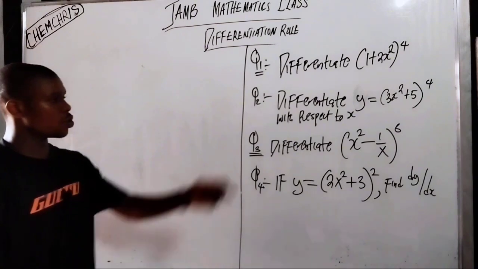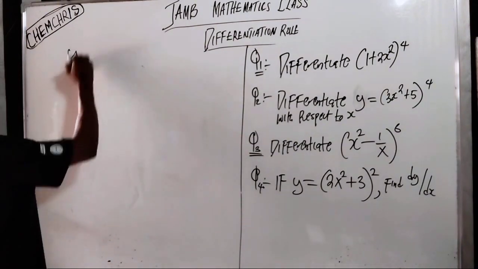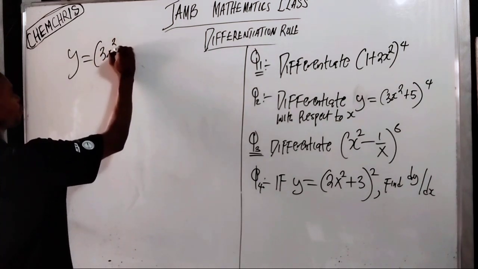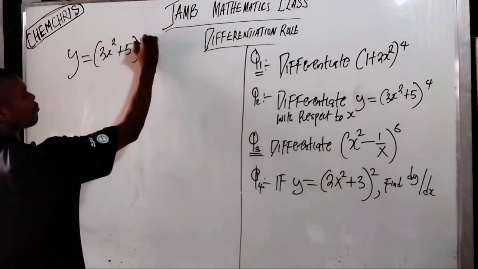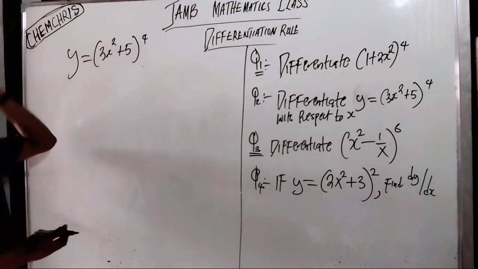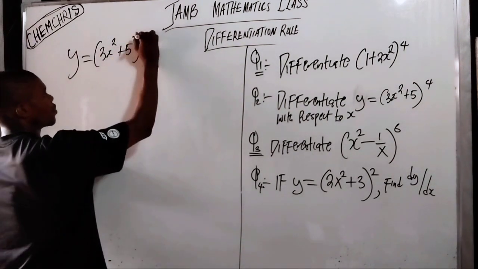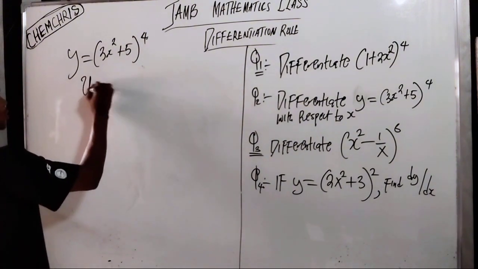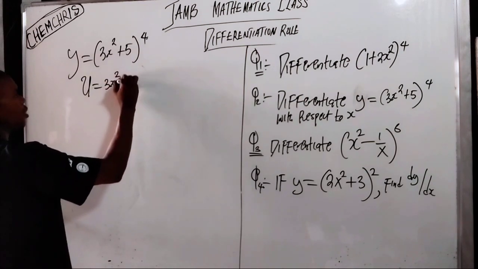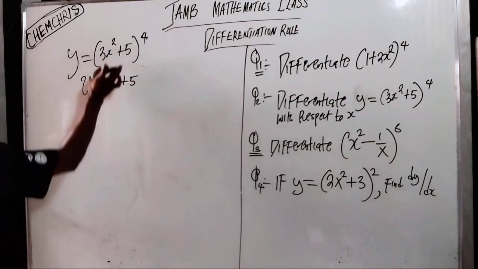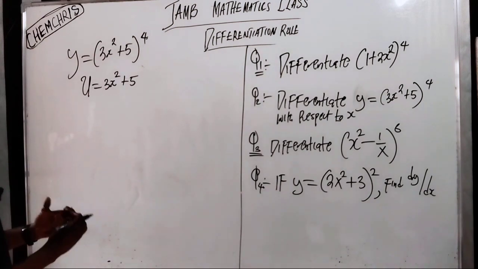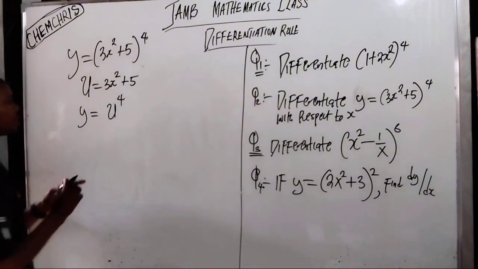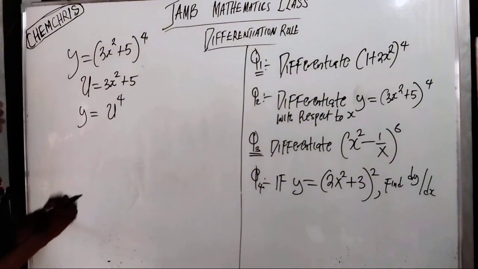Now let's look at question 2. If you look at question 2, y equals (3x squared plus 5) all raised to the power 4, right? So in order to evaluate this, remember the power here is 4. How do you evaluate this? We now say let u equal 3x squared plus 5, right? So then this is called the inner. If you want to write this again, you get y equals u raised to 4. Can you see that?